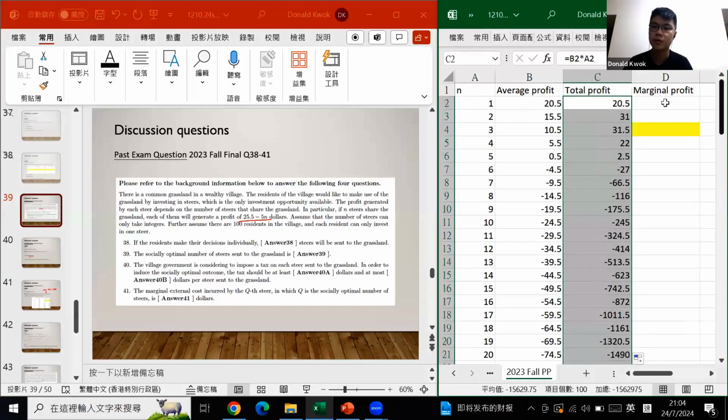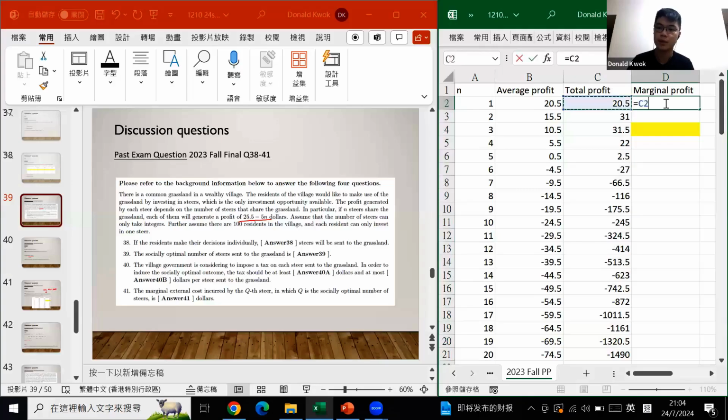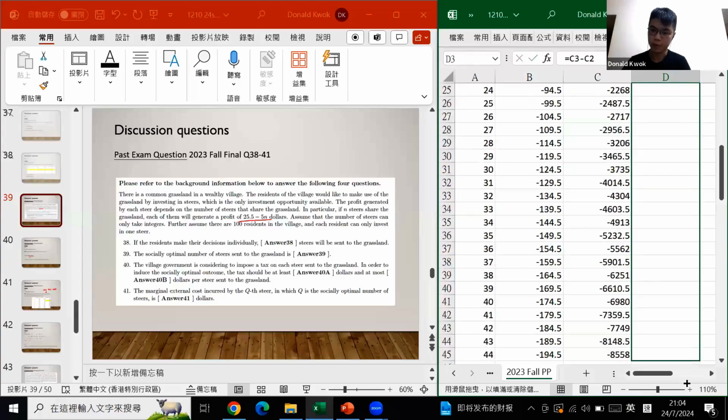And finally, the marginal profit for the first unit is simply 20.5, while for the second unit onwards, it would be the current unit minus the previous unit. Since this logic applies to all remaining cells, you can also pull down to obtain the whole marginal profit column.